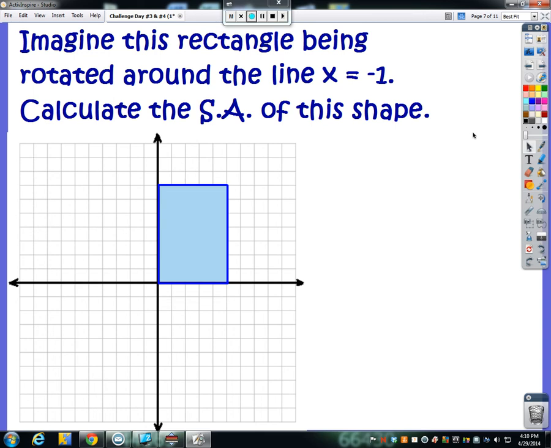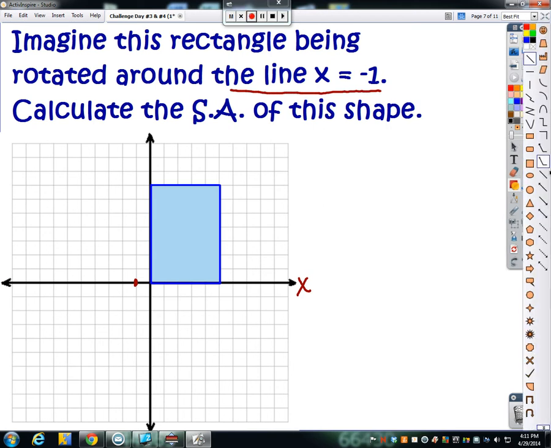The next problem, again, you can pause and try to work it out on your own, or here we go. We're going to do another one of those rotation problems where we take a two-dimensional shape, in this case a rectangle, and rotate it around a line, and it creates a three-dimensional object. Now, we are going to rotate around the line x equals -1.